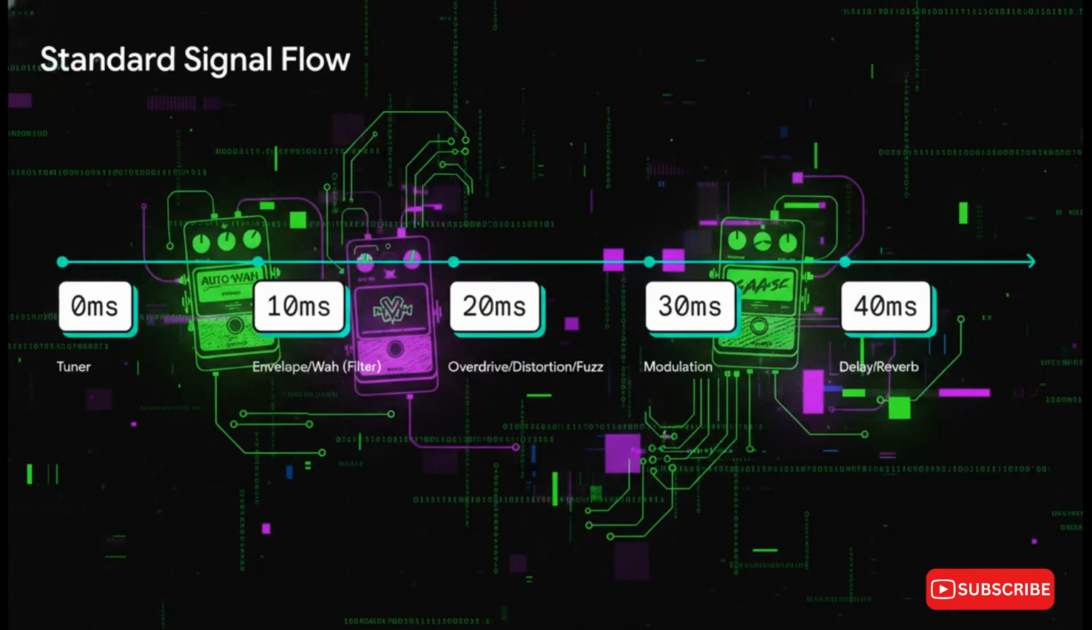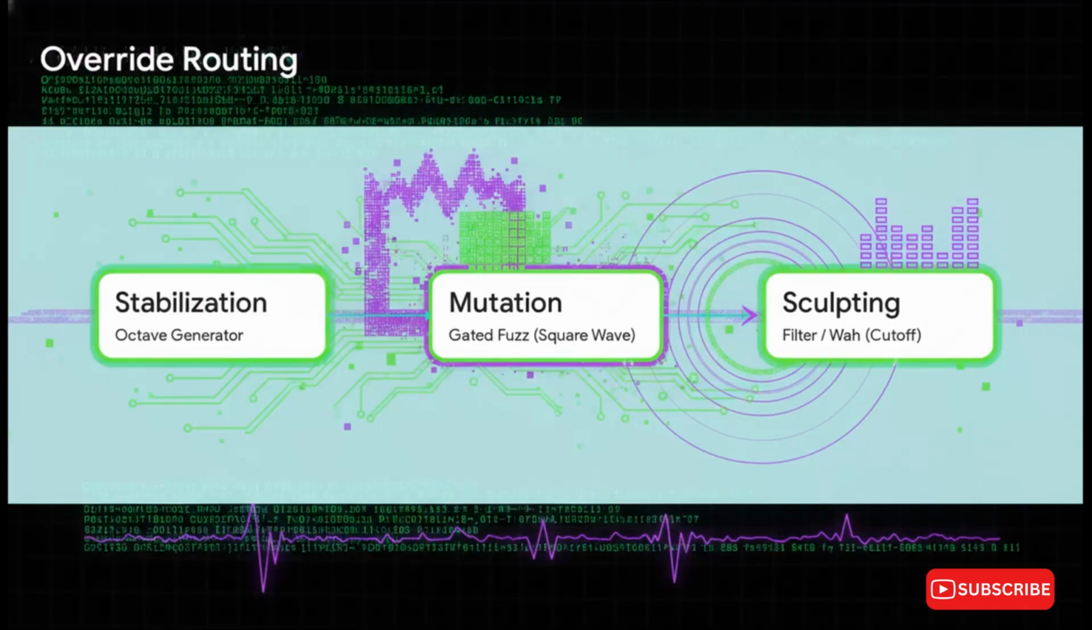To achieve maximum synthetic effect, we have to intentionally break the traditional rules. Let's look at standard conventions for a second. Traditional pedalboard logic dictates that anything detecting your envelope, like an auto wah or a traditional wah, should go before your distortion. Why? Because this provides the filter with the absolute most accurate tracking of your clean signal's dynamics. But we are executing an override routing.